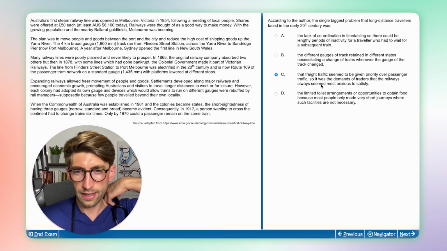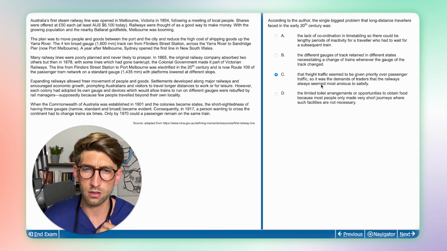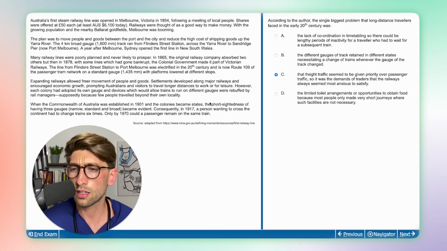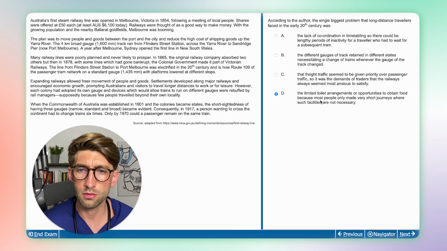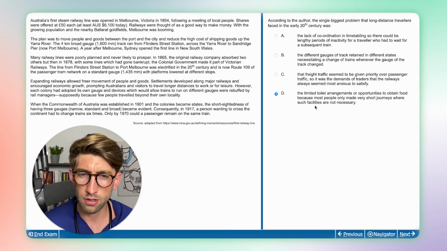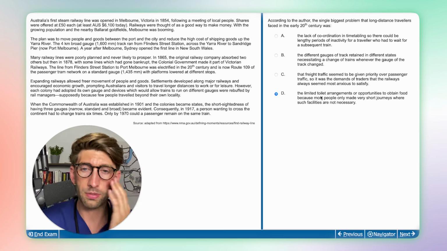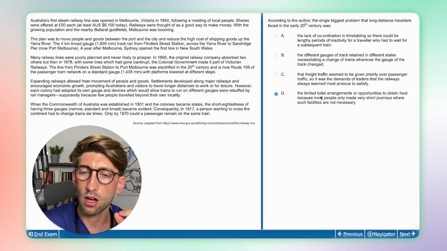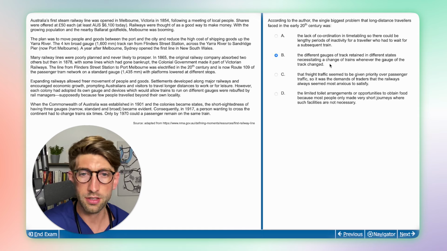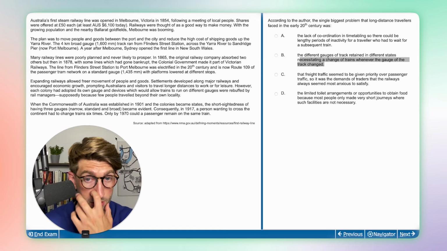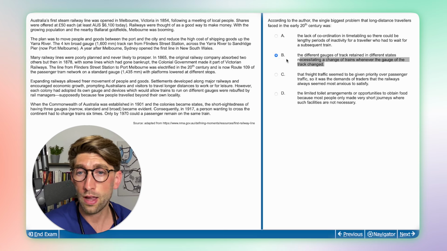Let's see. That freight traffic seemed to be given priority over passenger traffic, so it's not said anything about that here, and this is the only bit talking about the 20th century. The limited toilet arrangements and opportunity to obtain food were only made very short, where such facilities are not necessary. So another tip that this brings up is that once you've found the answer, I'm only doing this for demonstration purposes, I would not look beyond this. I was fairly confident, like I said, I could show you the exact point in the passage where we're talking about this, and I could say exactly, like for like, what it's saying here versus that.